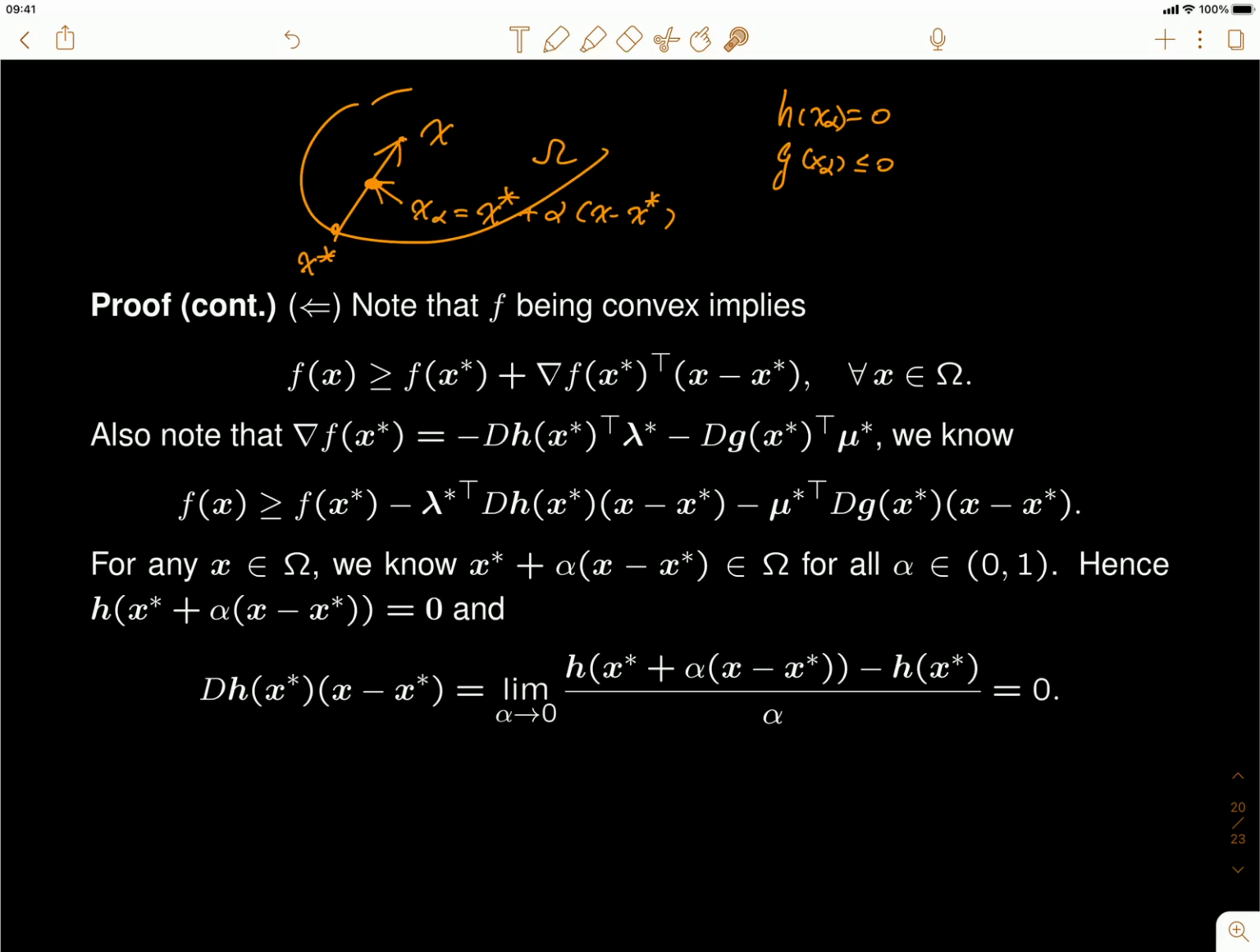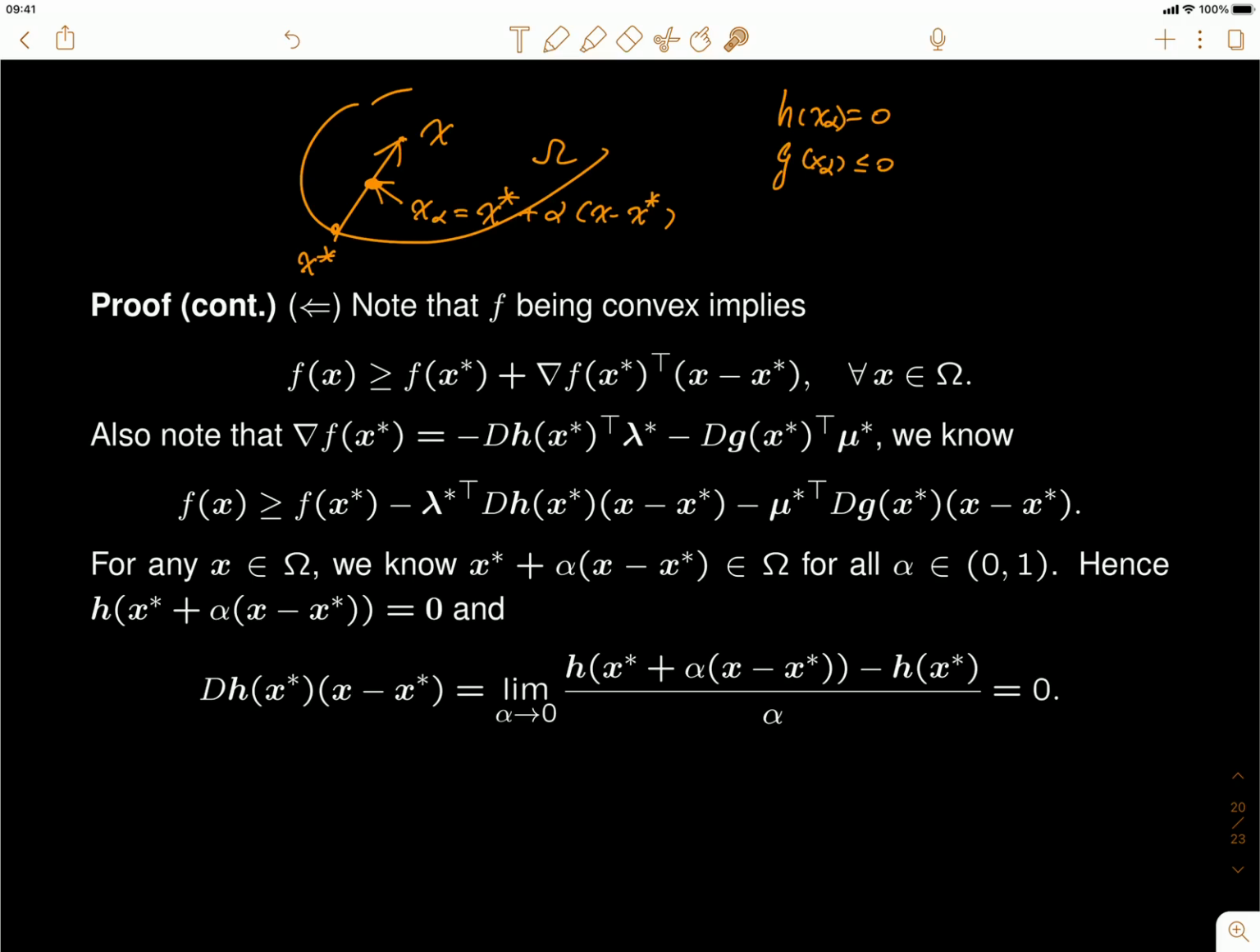So alpha shifts from 0 to 1, but for any alpha, this ratio is equal to 0. So when we take the limit for alpha going to 0, it's still 0, because this is equal to 0 for any alpha.